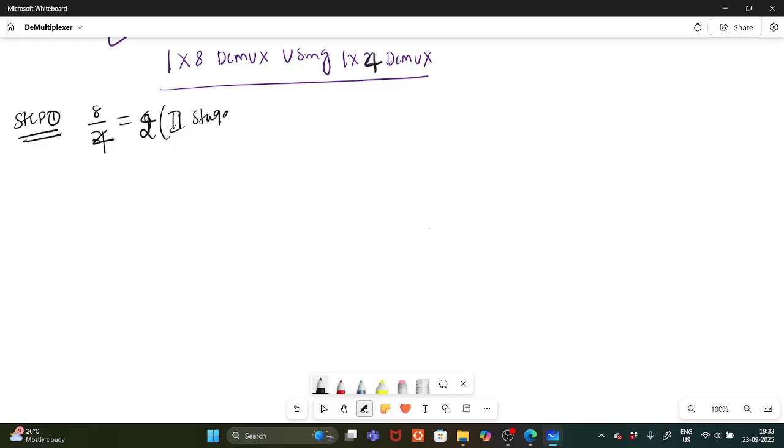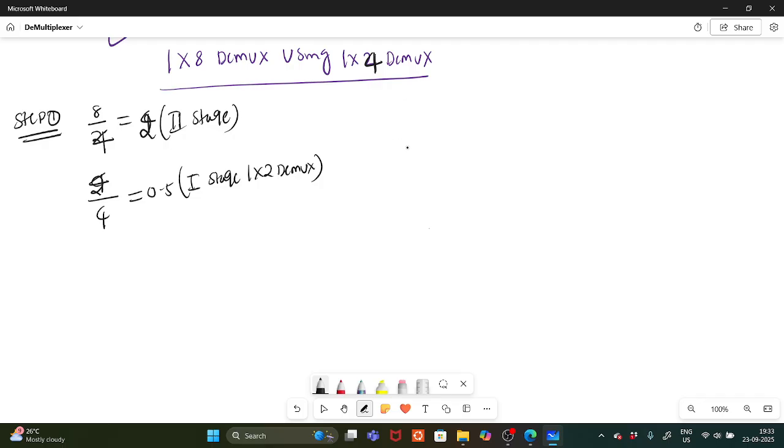Okay, I'm implementing 1 is to 8 DeMux using 1 is to 4 DeMux. Again, 2 by 4 means you are getting 0.5. So in the first stage, what am I doing? I'm using a 1 is to 2 DeMux. First stage, I'm using 1 is to 2 DeMux.